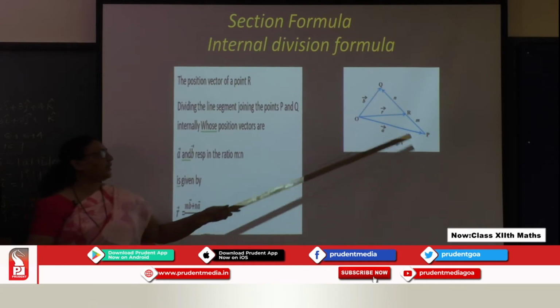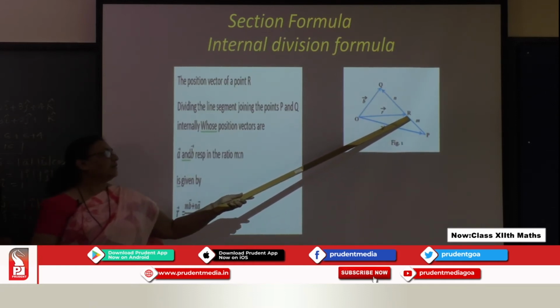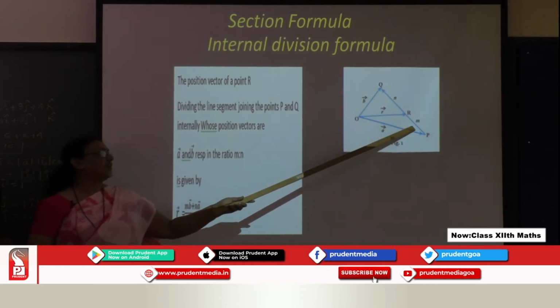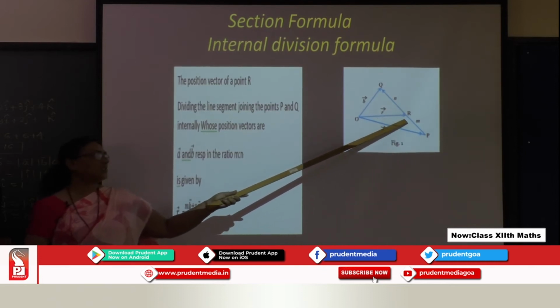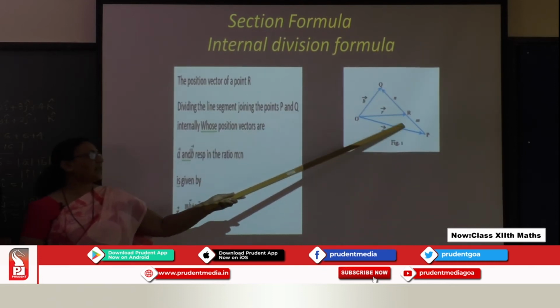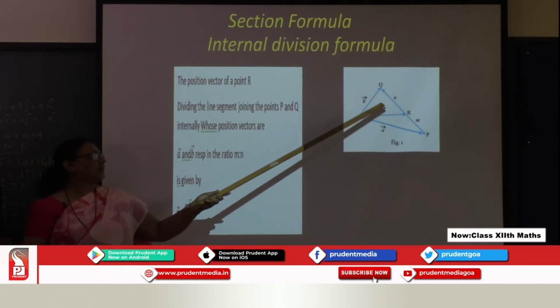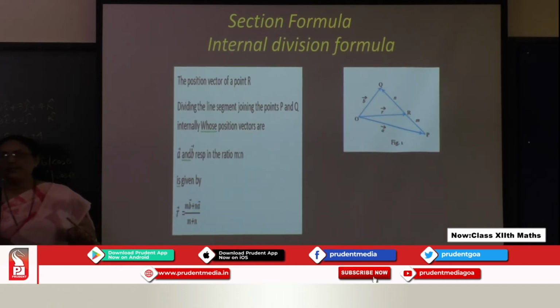How to find the coordinates of a point? When the ratio in which this point divides this segment, this vector, is given, this is the formula you have to write.